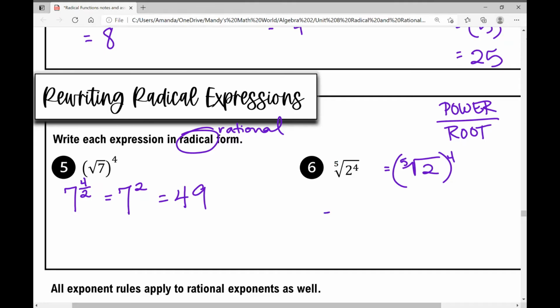So if I were to rewrite this, it would be 2 to the power of 4 over 5, and we can just leave our answers just like that.